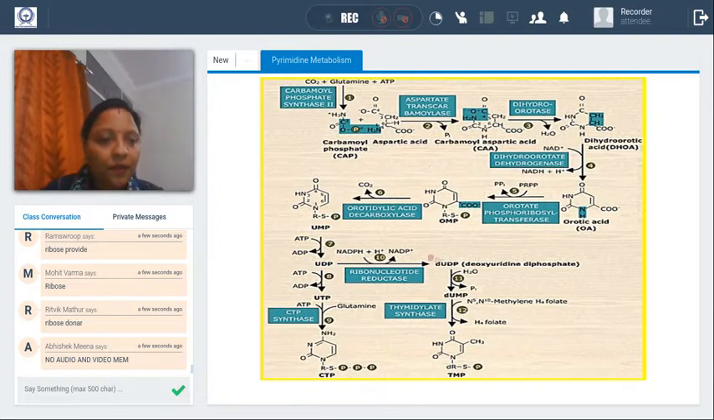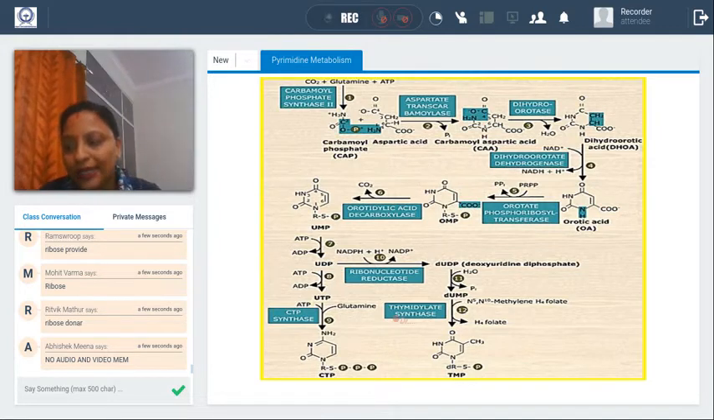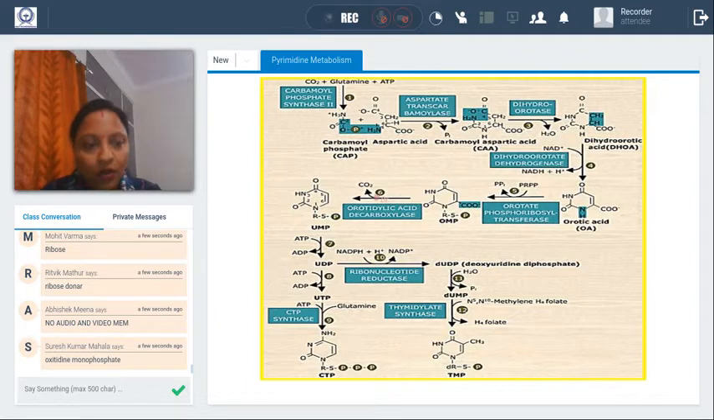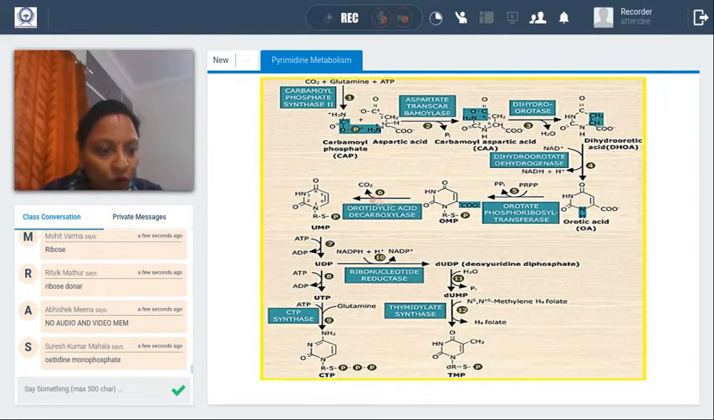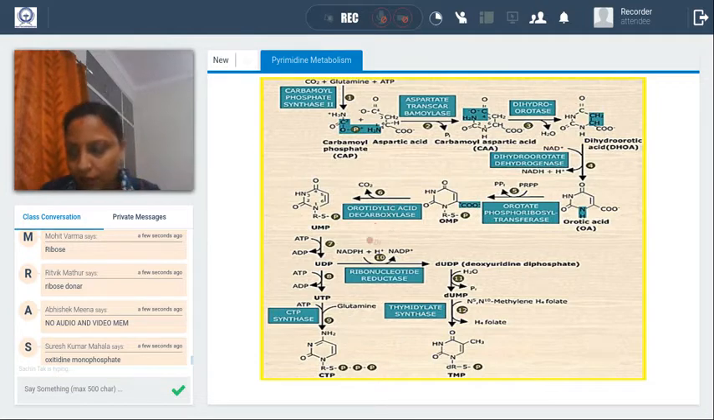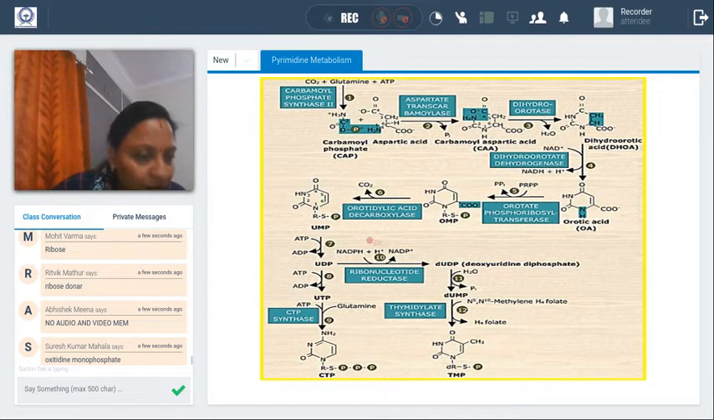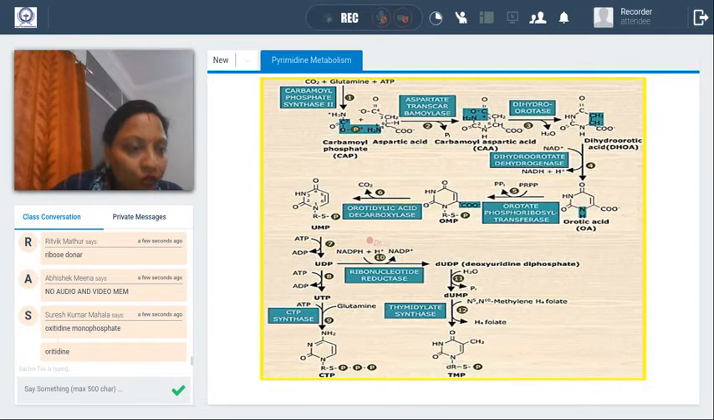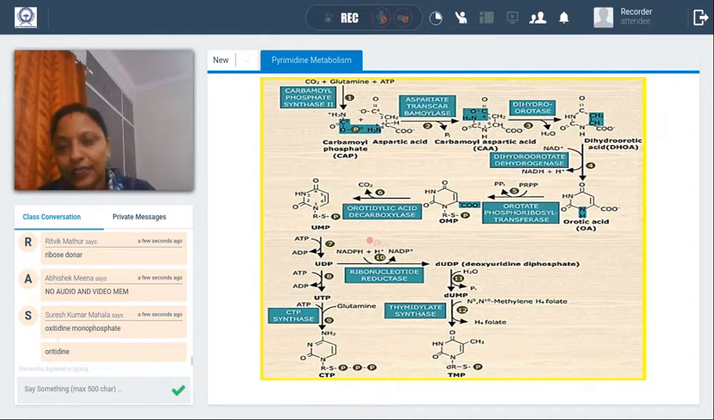Yes. What is OMP? OMP is orotidine monophosphate. Yes, Suresh, very good. This is the orotidine spelling. Please correct your spelling: orotidine and monophosphate. You all know.